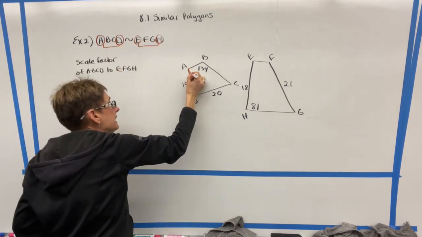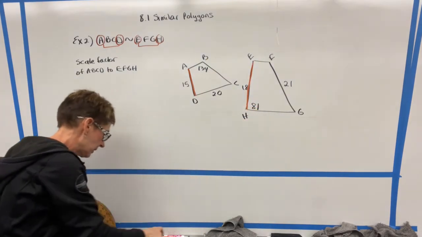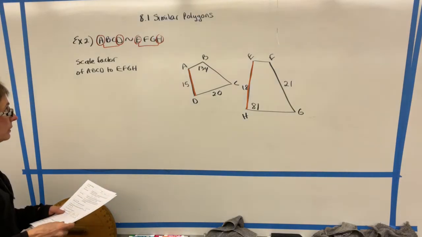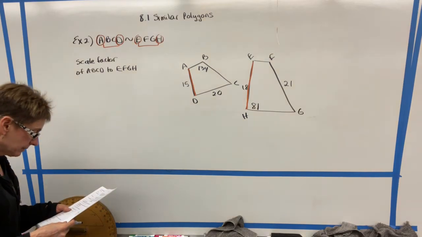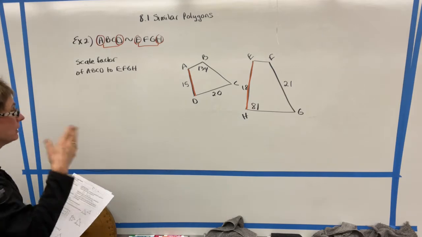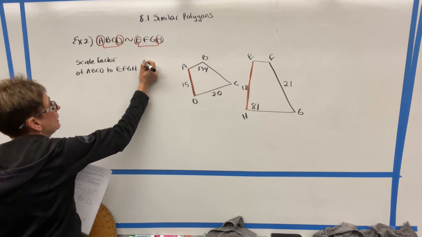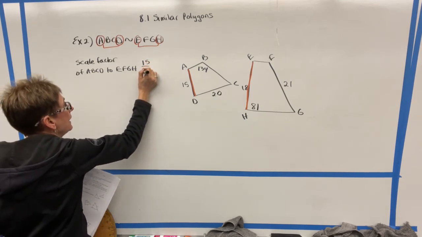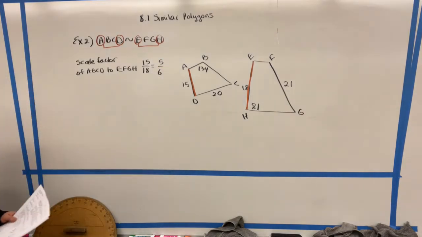So side AD corresponds to side EH. I can also notice that side CD, and that's all we actually need. I don't need to actually do the proportion. They just want to know the scale factor. So we're just going to do side divided by side. So the scale factor would be 15 divided by 18. Then we divide by 3 and get 5/6. So that would be the scale factor of ABCD to EFGH.